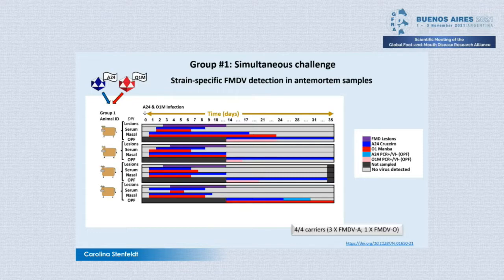So in short, all of these animals were infected by both viruses and they did develop clinical FMD. They were also all persistently infected. 3 maintained infection with the A24 throughout the study period while clearing O1 Manisa, while the 4th animal was persistently infected with O1 Manisa.